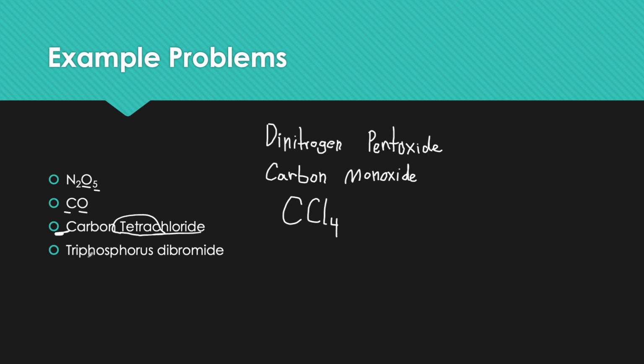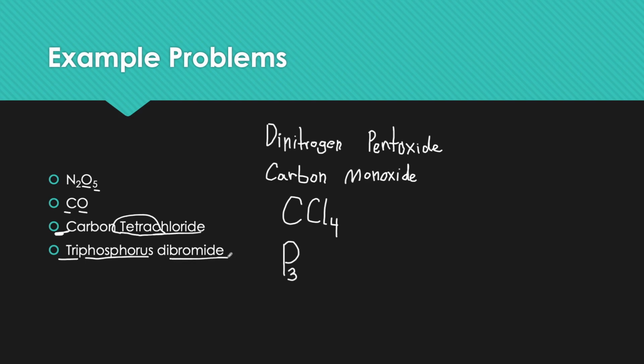Our next example is triphosphorus dibromide. Well, phosphorus is the first element. Phosphorus has the symbol of P. It has the prefix tri. Tri is the prefix for 3, so I'd make it P3. And then our second one is dibromide.